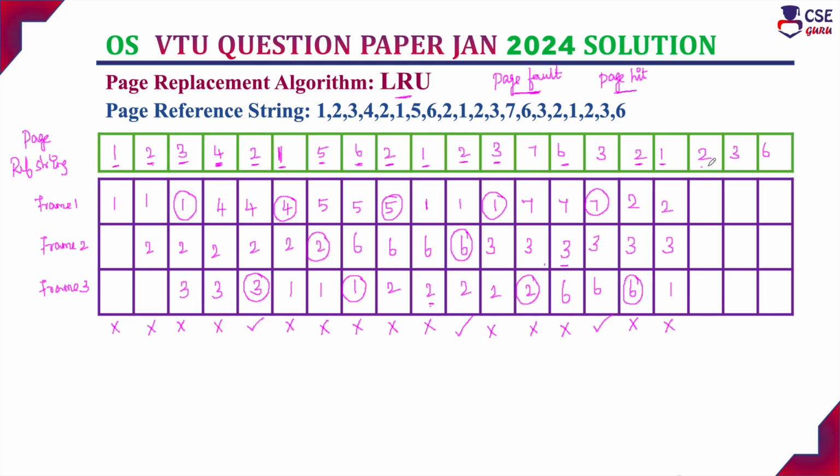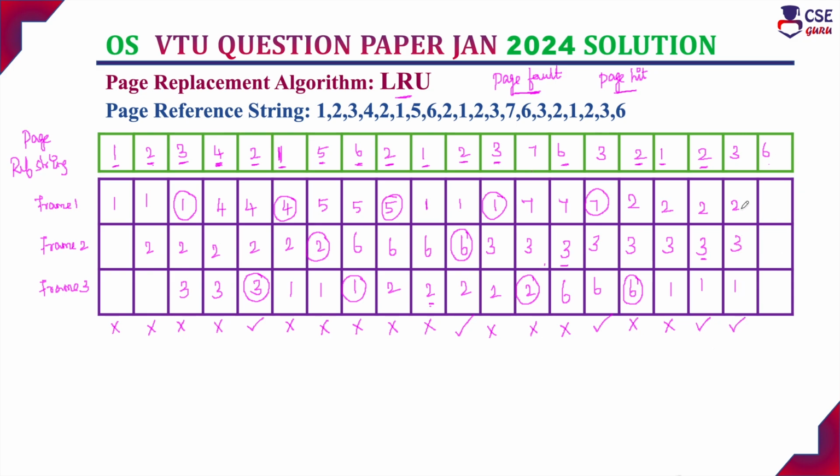Next reference string is 2. 2 is available in main memory. So no need to do anything. This will be considered as a page hit. 3 is available in main memory. No need to do anything. And this will also be considered as a page hit.